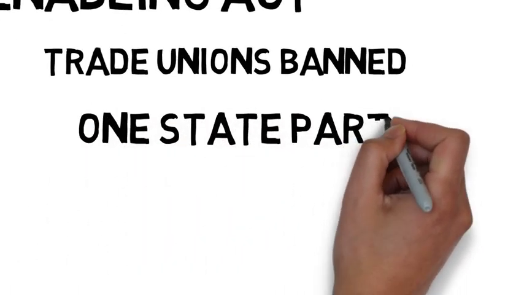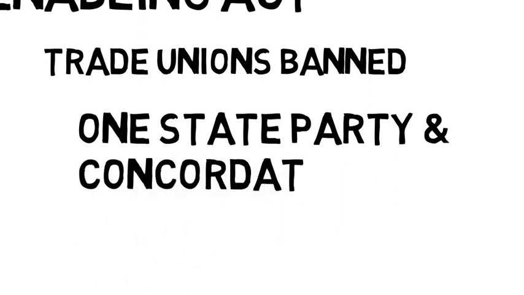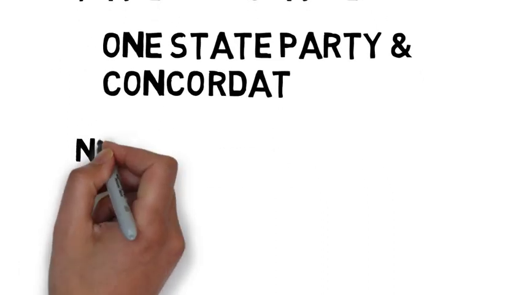He then passes the One-State Party Act, which means that the Nazi Party is the only party in Germany, and the Concordat, which means that the German church will not interfere politically and criticize Hitler, and in return, Hitler will leave the German church alone. He won't interfere with doctrine or religion. And it's obviously very convenient for both the church and the Nazis.